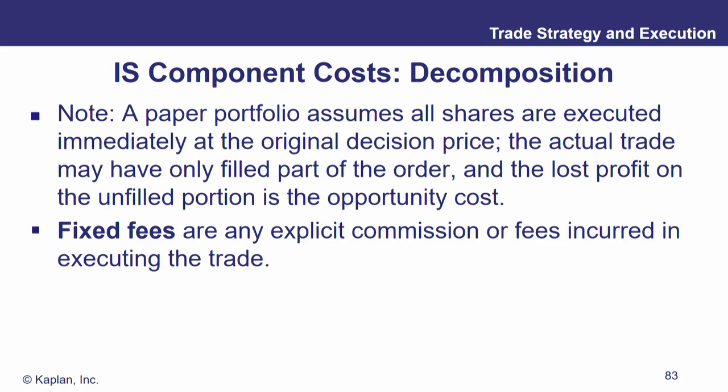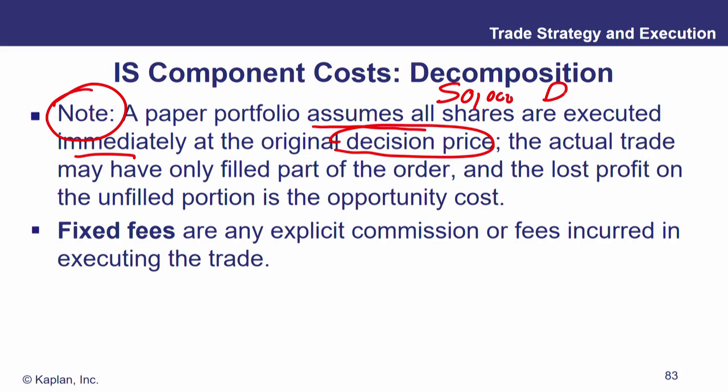Okay, so again, I want to bring you back to that paper portfolio just so we're all clear about what it assumes. It assumes all 50,000 shares are executed immediately at what price? At the original decision price. Now, in reality, the actual trade may have only filled part of this order, and lost profit on that part that didn't trade is that opportunity cost. And then the fourth component are these fixed fees or explicit commissions that people are always talking about and seem to spend too much time focusing on.